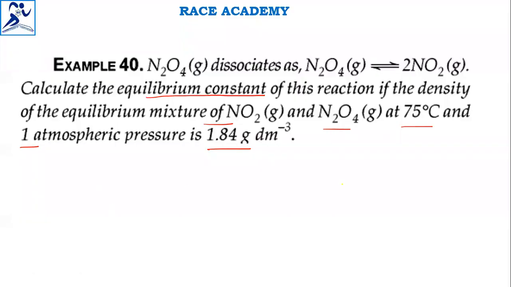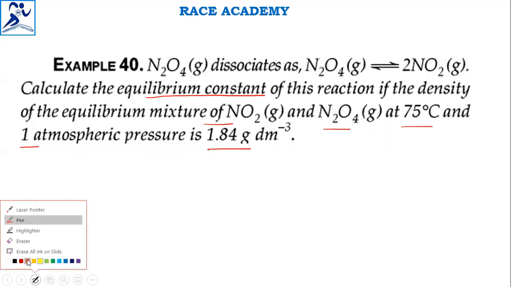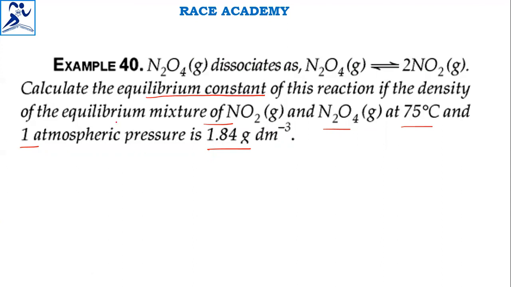So, what is the equilibrium constant value I have got here? The equilibrium constant is 5.14 atmospheres for this one, upon doing all these calculations.